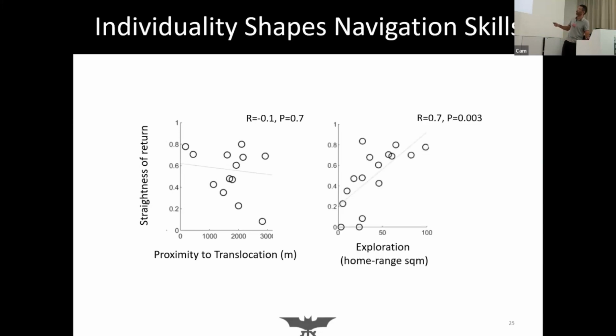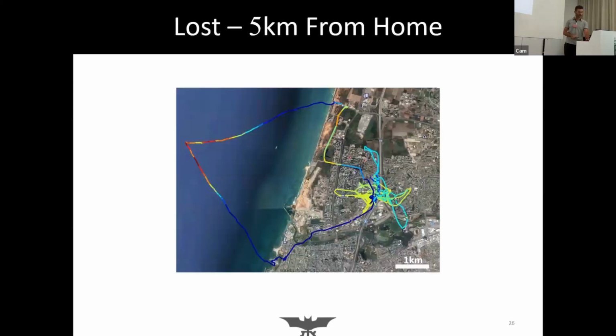On the other hand, if we look at how exploratory this bat is, we see that the more the bat is exploratory, the straighter its navigation home is. By the way, without going into all of the navigation theory, this also excludes other explanations, like the template matching hypothesis, that if you find yourself in a new location, you look around, you look for something familiar, and then you move in kind of a route following strategy.